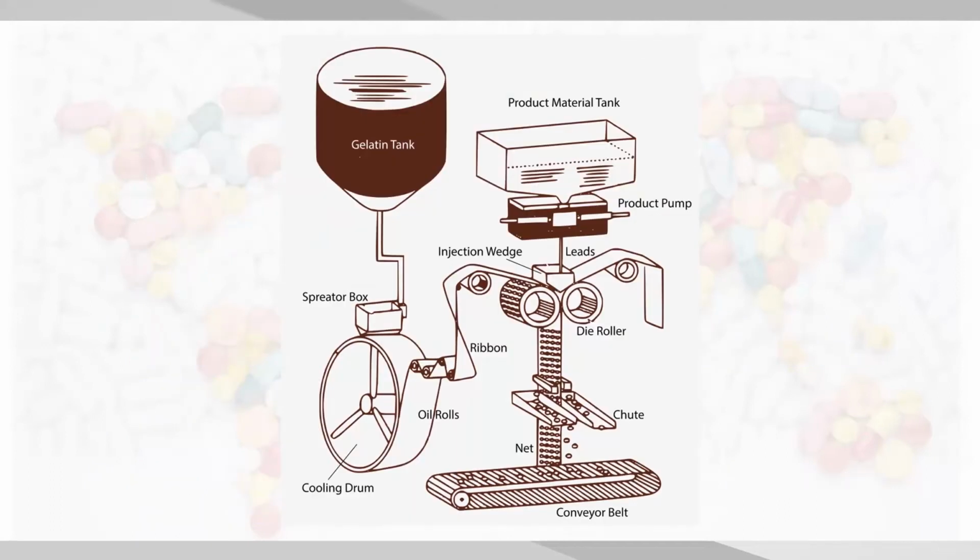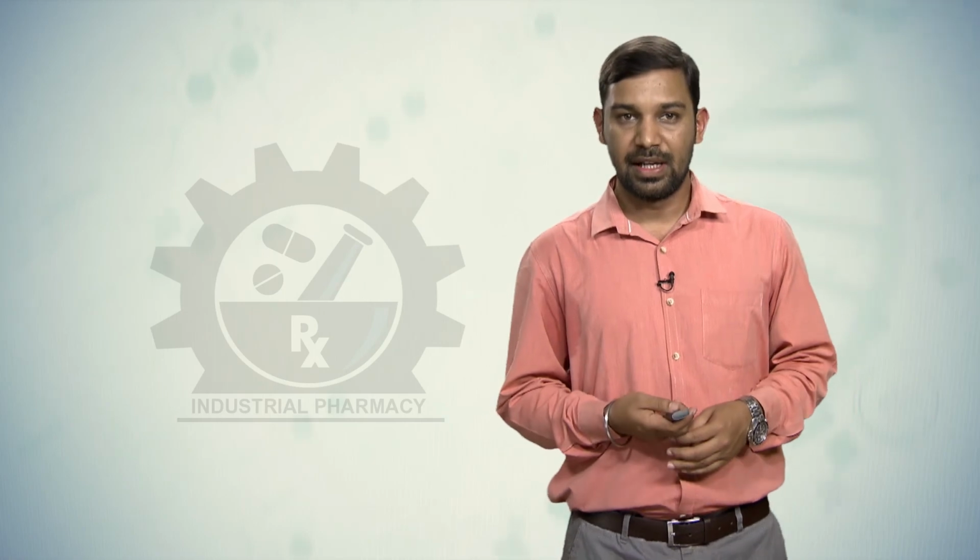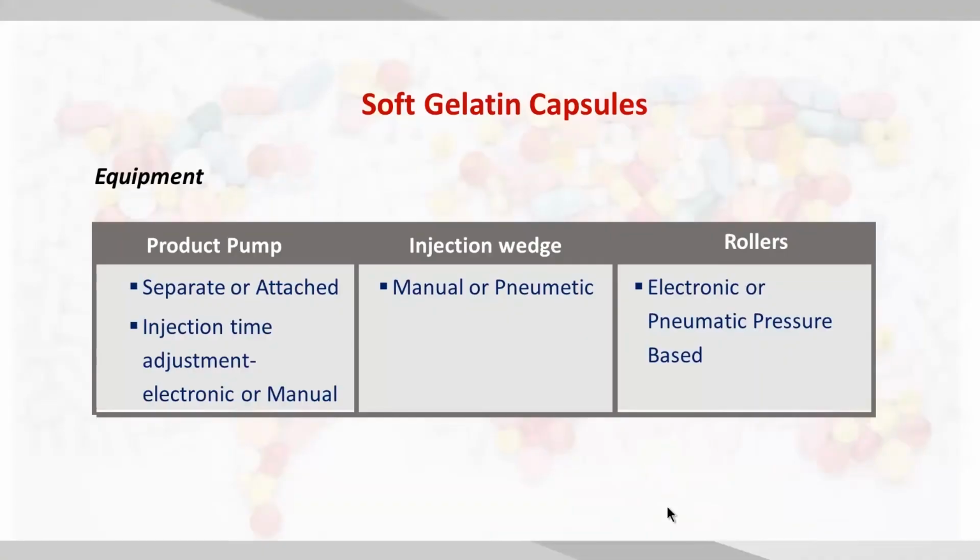In this diagram, you can see various parts of the soft gelatin capsule filling machine. The equipment for soft gelatin capsule cell is single type and it is not very complex. So, I would like to discuss the equipment with its recent advancements. We have a product pump at the upper part of the equipment. It could be a separate type or attached type. The injection time adjustment from this particular product pump could be an electronic system or a manual system.